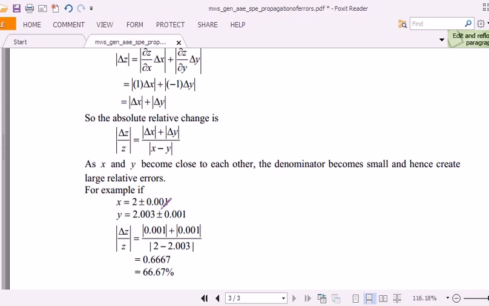So we're going to do an Excel spreadsheet that shows how these errors work. I'm going to do one with multiplicative factors and one with subtraction of 2 factors, and we'll see practically how this works.